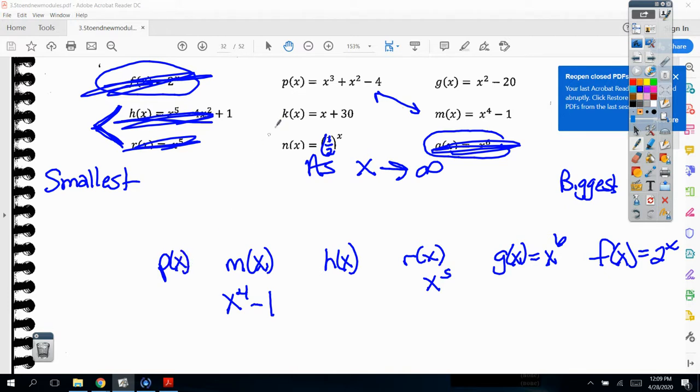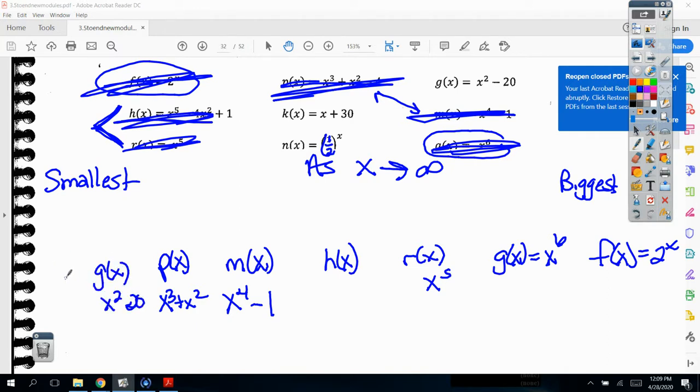And then you have p of x here. That's that x cubed guy. Then you're looking at x squared. Then the line, the x plus 30. And the smallest of these guys, as you plug in really big numbers, is this exponential decay.